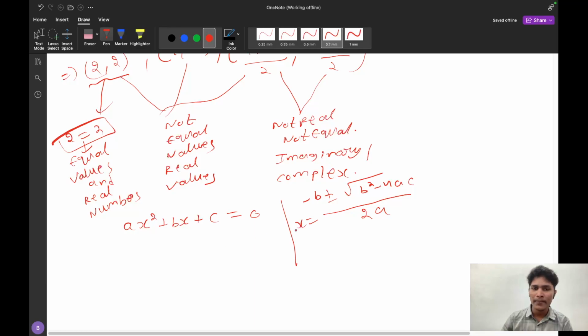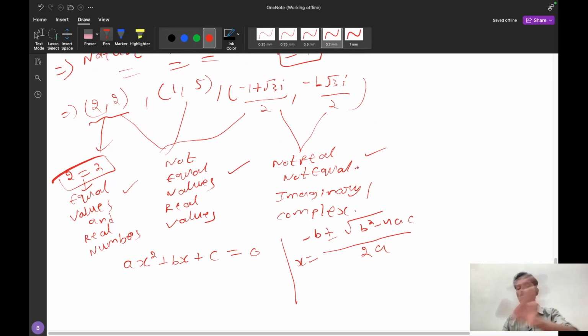So if you understand, what is the deciding term? Why are there three pairs? Why are you getting three pairs? These three pairs that I have written here are the roots of any quadratic equation, you can say. So why are you getting three different types of values? Here you got equal values and real values. Here you got not equal values and real values. Here you got not real, not equal, and imaginary or complex. So here the deciding term is this one.